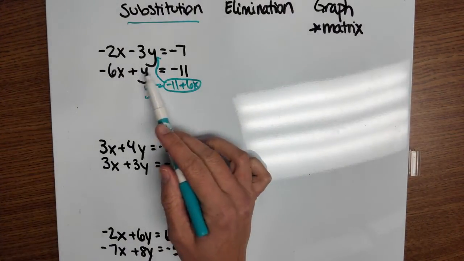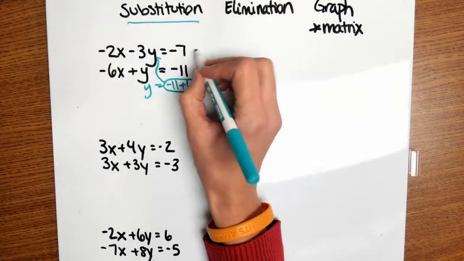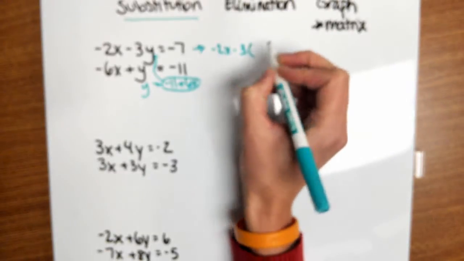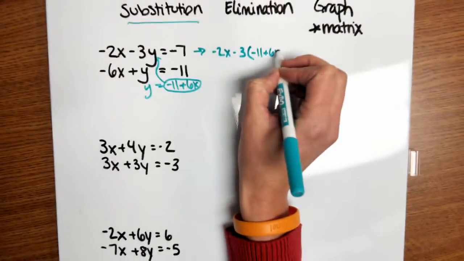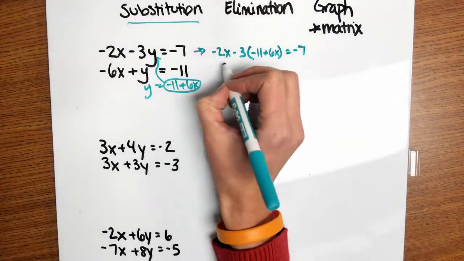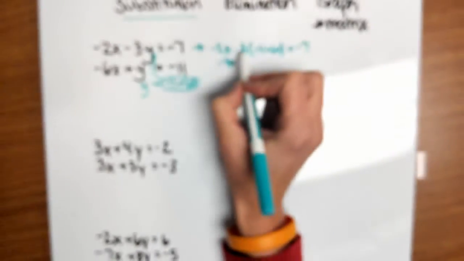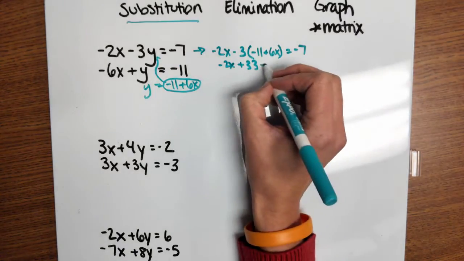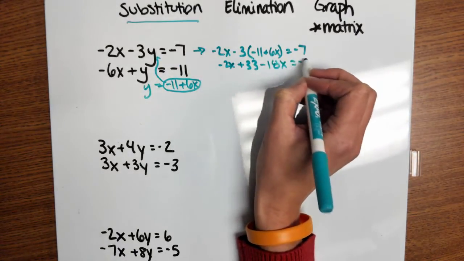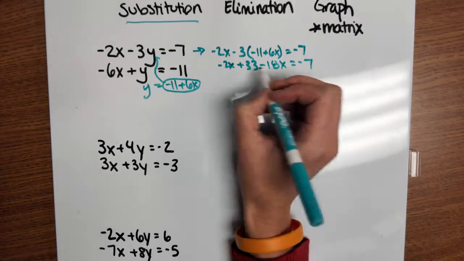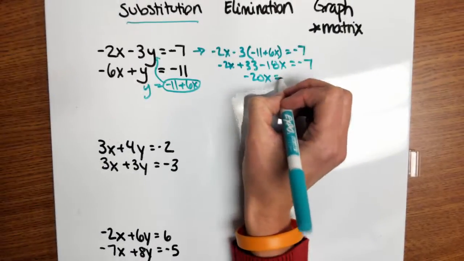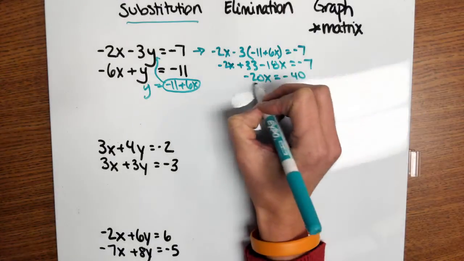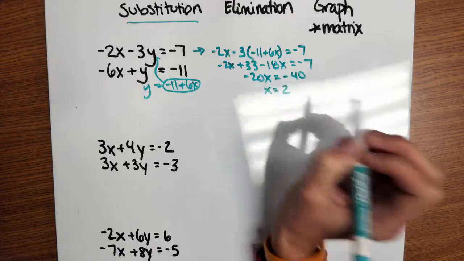You can't plug it into the original because it's not going to help us out. So if we do that, that becomes negative 2x minus 3, and instead of y, I'm going to plug in negative 11 plus 6x, equal to negative 7. And then from here it's a linear equation. Negative 3 times negative 11 is positive 33. Negative 3 times positive 6x is negative 18x, equal to negative 7. Negative 2x minus 18x is negative 20x. Then I'm going to subtract 33, which gives me negative 40. Divide by negative 20. So that tells me x is 2.